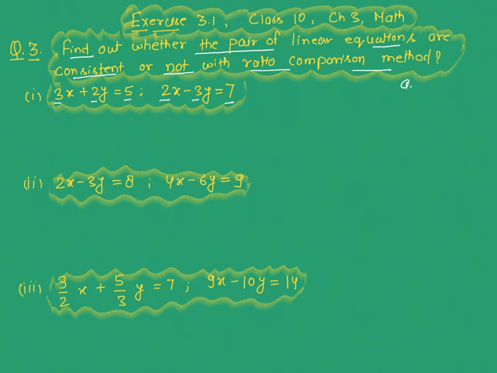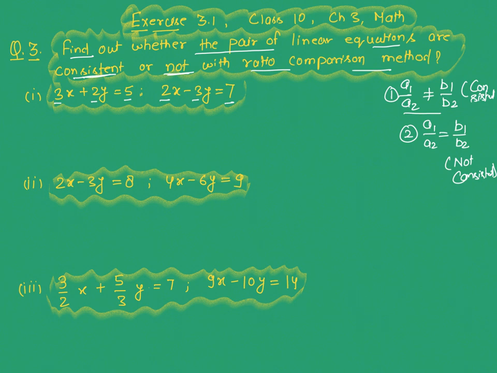If A1 upon A2 is not equals to B1 upon B2, then it would be consistent, right? In case A1 upon A2 equals B1 upon B2, then it won't be consistent. Okay, this is very simple for us because we do not need to find if these equations are going to be coincidental or parallel. We just need to find out if these are going to be consistent or not consistent, right? So there is a slight modification in the approach. We just find out these two ratios and we'll write our answers.